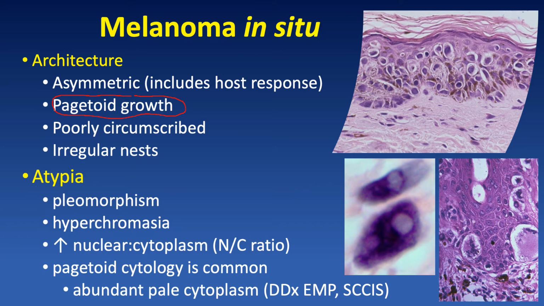And here's a second use of pagetoid in the context of melanoma. We have pagetoid growth, which is the upward scatter. We also have pagetoid cytology, so enlarged tumor cells with abundant pale cytoplasm, like those seen in extramammary Paget's or squamous cell carcinoma in situ, Bowen's disease.